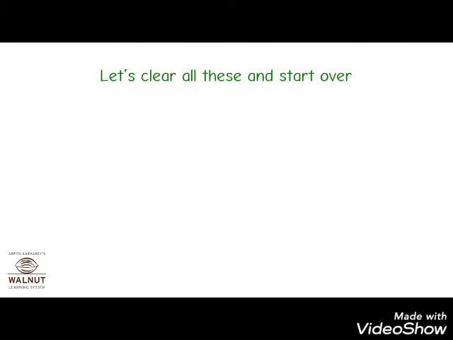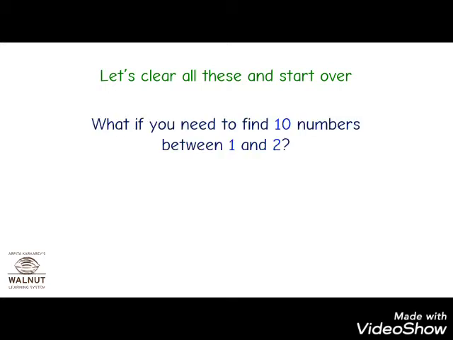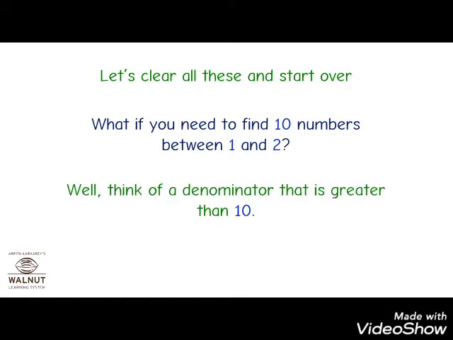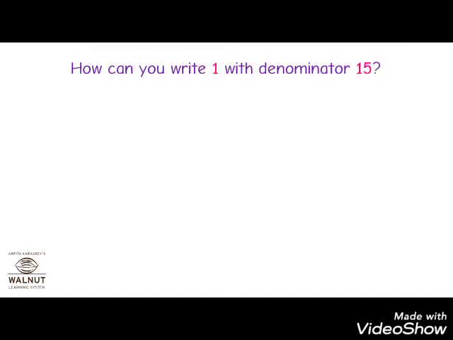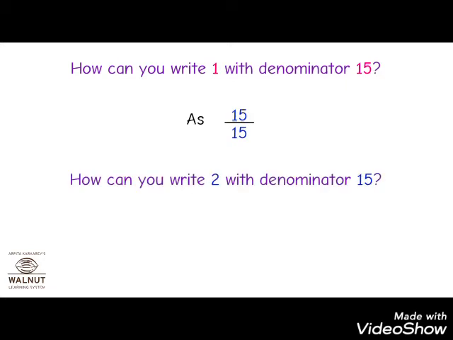Let's clear all these and start over. What if you need to find 10 numbers between 1 and 2? Well, think of a denominator that is greater than 10. We can think of 15. How can you write 1 with denominator 15? You can write it as 15 upon 15. And how can you write 2 with denominator 15? You can write it as 30 upon 15.